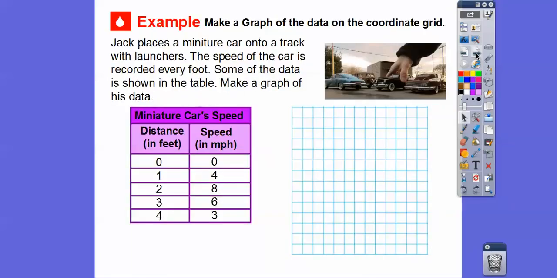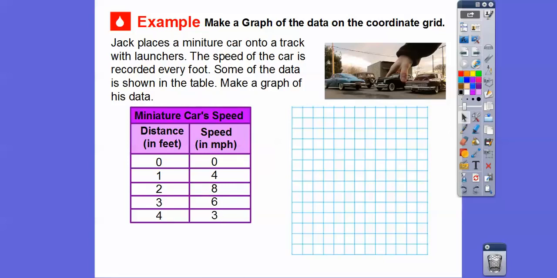Okay, here's another one here. So we're going to make a graph of this data on a coordinate grid. Now this is going vertical right here. Some couple of big cracks in the background there. So just like the last one, this is the first set of numbers. So what do you think this is going to be, the x or the y's? Well, x comes before y in the alphabet, so this is going to be our x values, and this is going to be our y values right here.